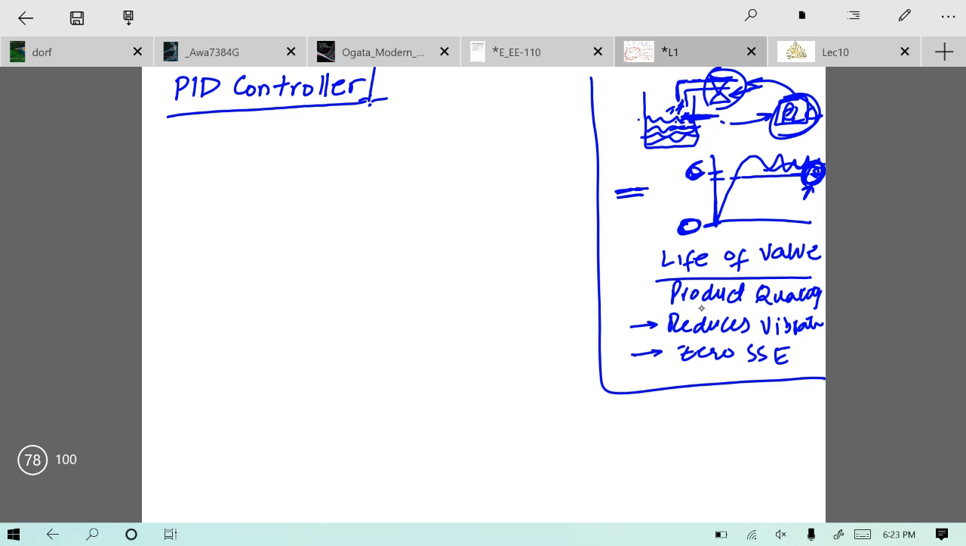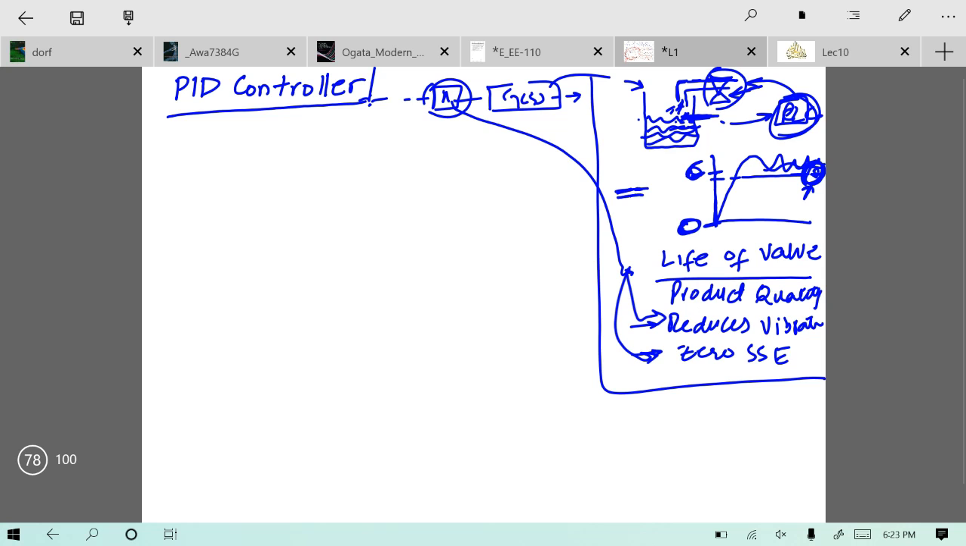So actually I'm trying to say that this is a K and this is G of S. This is the G of S, where G of S is the process which says sense this level and close the valve. And then you need to have a controller which increases the life, reduces the vibrations and reduces the steady state error, and obviously any other factor which affects the product quality.